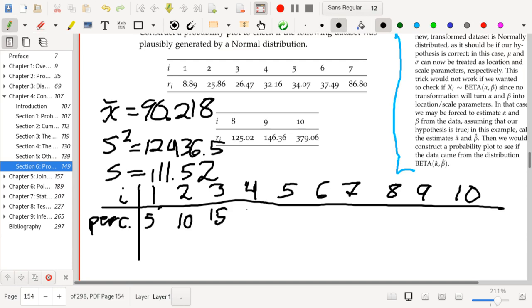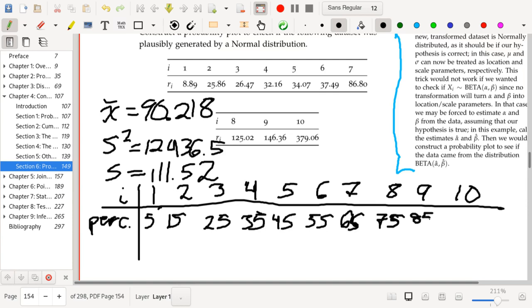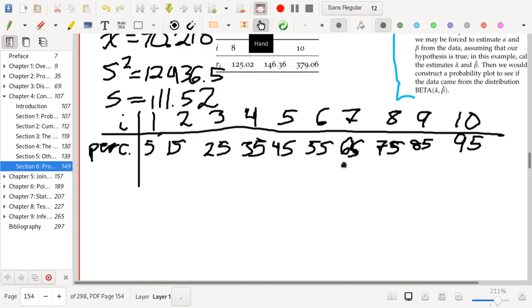So we got 5, 10, 15, 20, 25, 30. No. 5, 15, 25, 35, 45, 55, 65, 75, 85, 95. All right, there we go. That's better. Next up, let's go ahead and write down the theoretical percentiles.